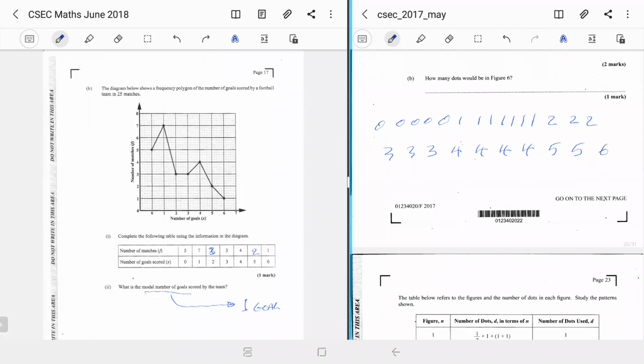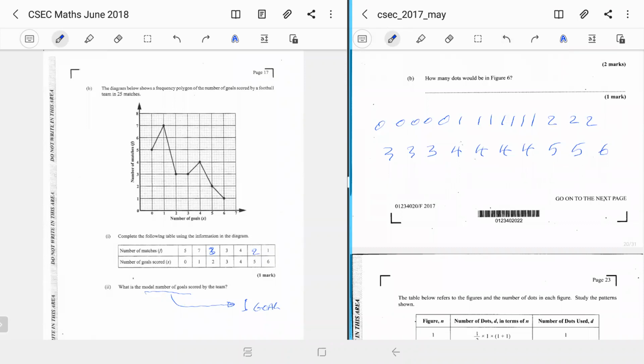So if you were to list out the goals, there are 25 values here, because there were 25 matches. 0 goals in 5 matches, 1 goal in 7 matches, 2 goals in 3 matches, 3 goals in 3 matches, 4 goals in 4 matches, 5 goals in 2 matches, 6 goals in 1 match. So the goals are in ascending order.